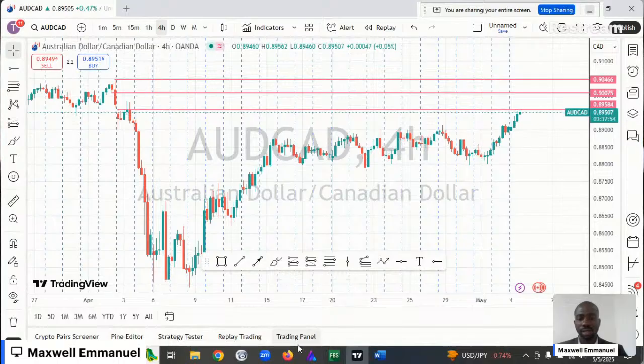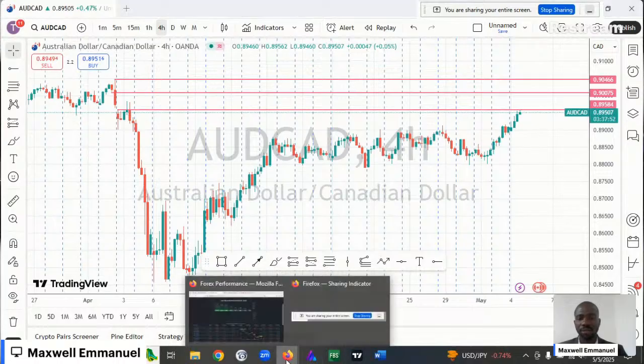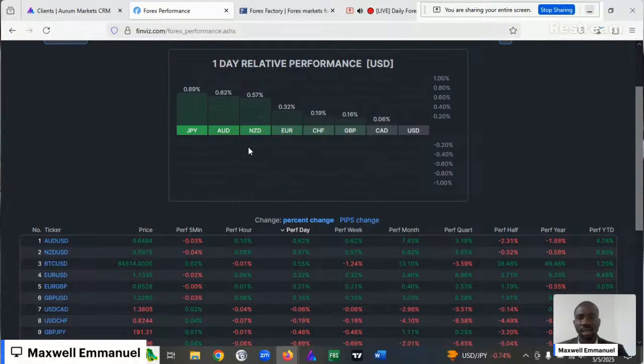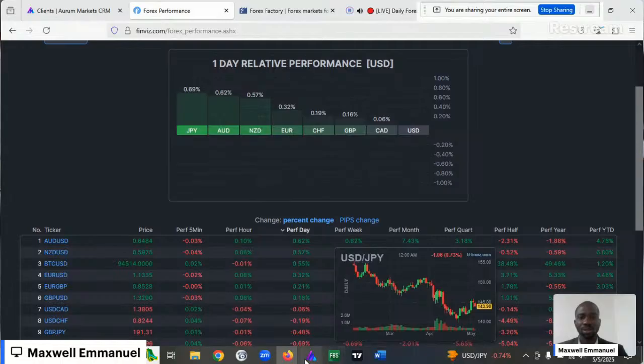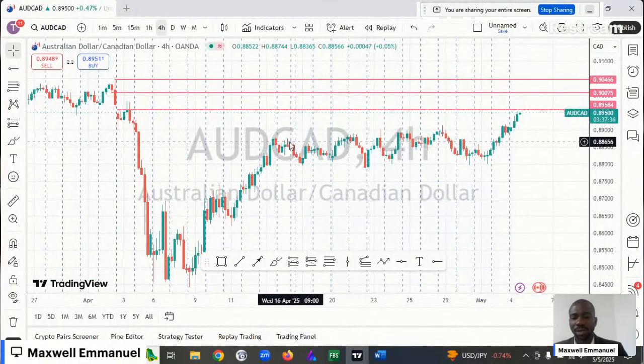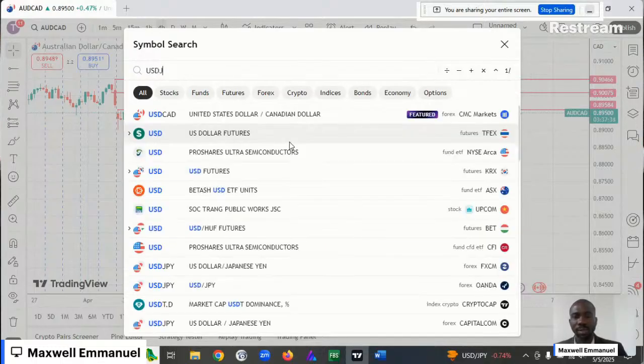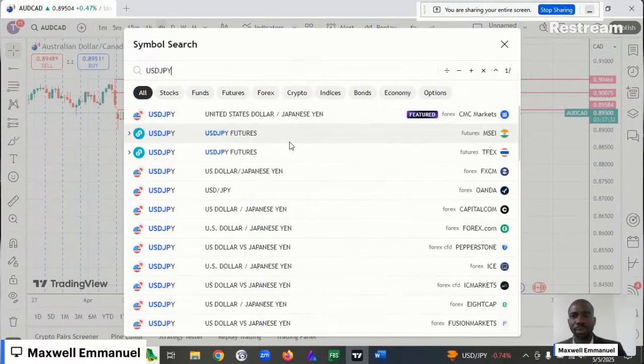Okay, let's look at which other instruments. Let's see what FinViz is. If you look at the JPY pairs, CAD JPY should be bearish, USD JPY should be bearish, GBP JPY should be bearish. Let's go to the chart to confirm that.